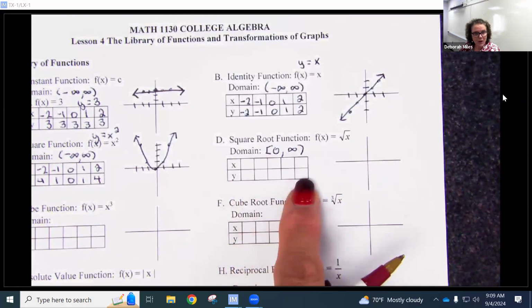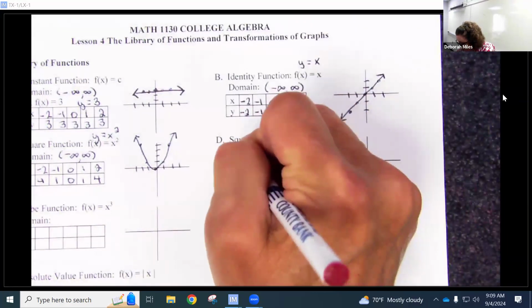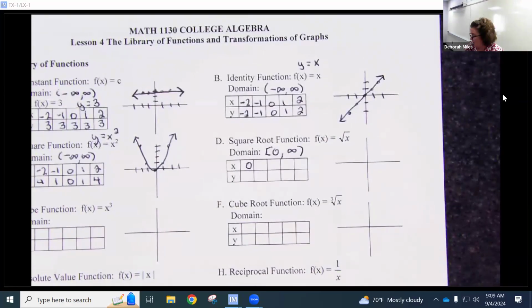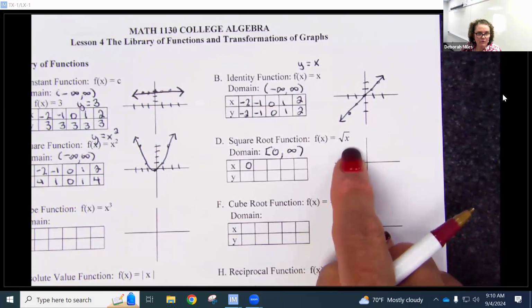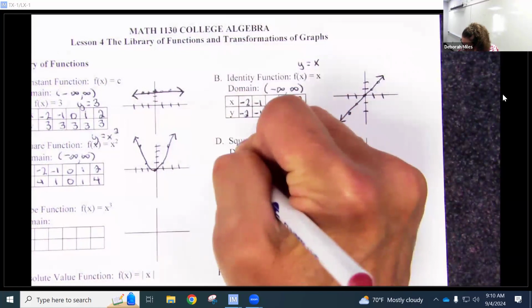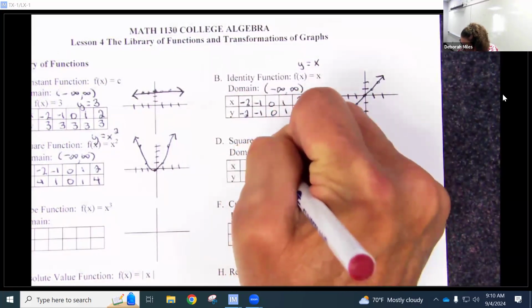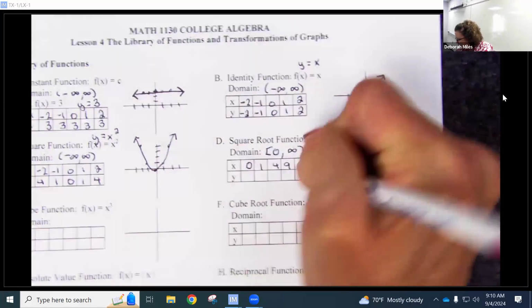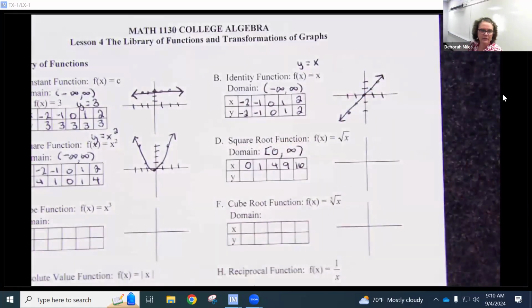When I make my xy table, I can start at 0, and then I can choose any x values bigger than 0. I'm going to choose ones that are perfect squares, so I don't have to use my calculator to take the square root. My first few perfect squares are 1, 4, 9. If I wanted to go all the way to 16, I could.